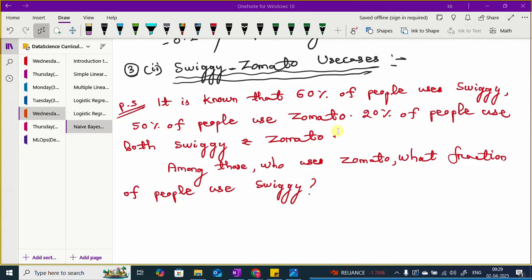Let's see how I solve it. From today's class, you have to learn one thing from me: how, from the problem statement, I frame the diagram. That's why I'm solving almost 6 to 7 different problem statements or use cases in today's class itself. That is the skill you have to learn from me in today's class.